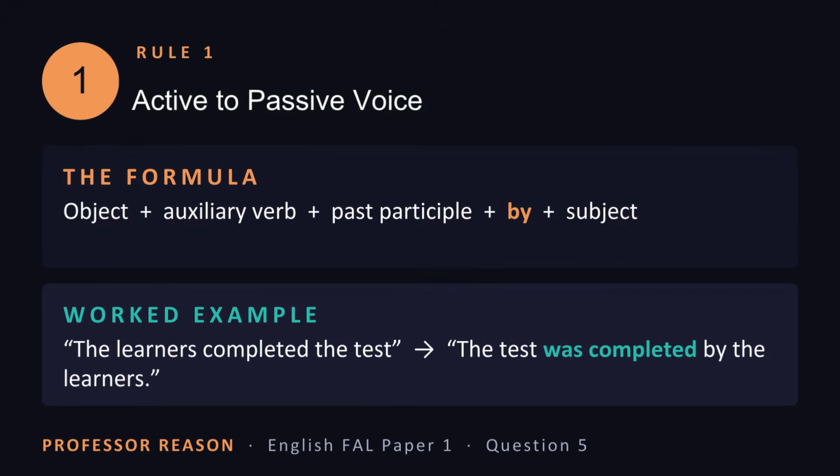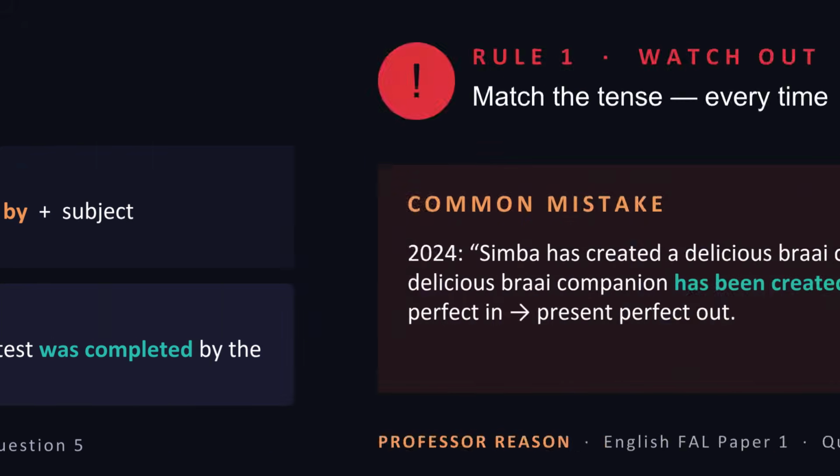Rule number 1, active to passive voice. This appears in virtually every paper 1 question paper. Here's the formula. Write it down. Object plus auxiliary verb plus past participle plus by plus subject. Here's the sentence. The learners completed the test. It will become the test was completed by the learners.